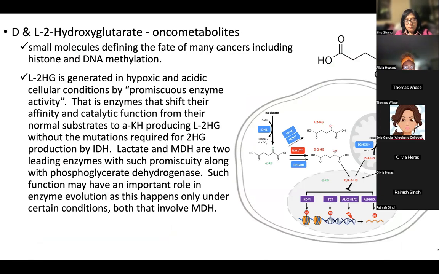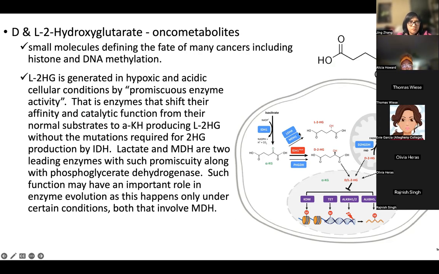Another interesting aspect of MDH, if you're interested in disease, is what MDH is doing as an oncometabolite. Hydroxyglutarate, both D and L, are oncometabolites. We see these produced in a number of different cancers. It's actually becoming a marker for a number of different cancers. They're involved in histone and DNA methylation and control of a number of things.